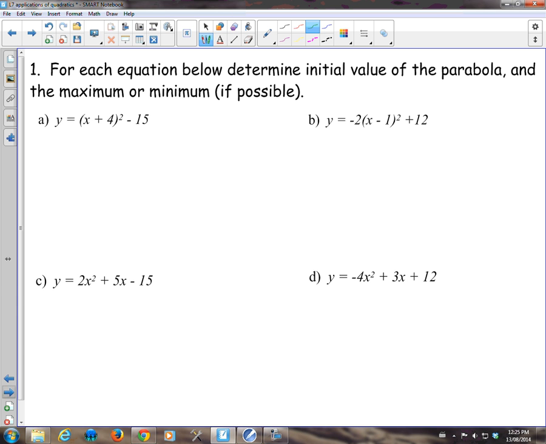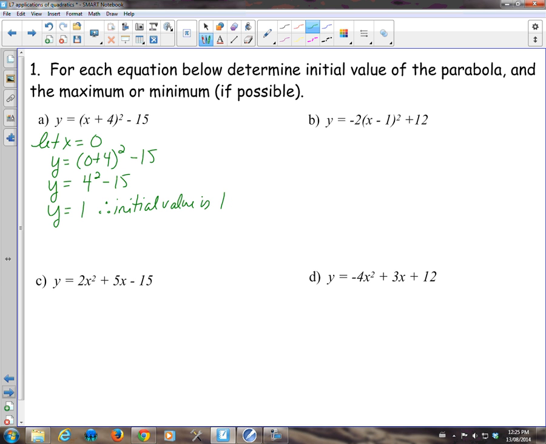So we can still find the initial value by putting 0 in for x. So let x equal 0. That's going to give me 0 plus 4 squared minus 15. And then I remember BEDMAS. Do my brackets first. So 4 squared minus 15, which would be 16 minus 15, or 1. So therefore, the initial value is 1.